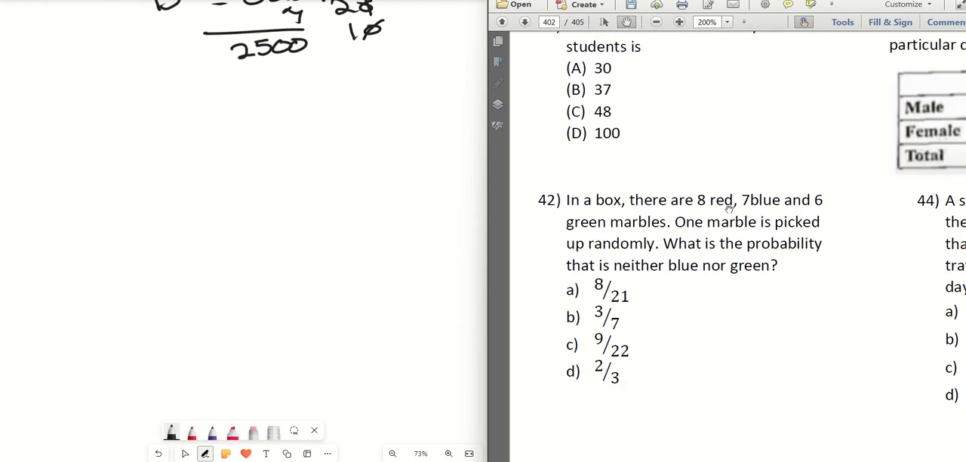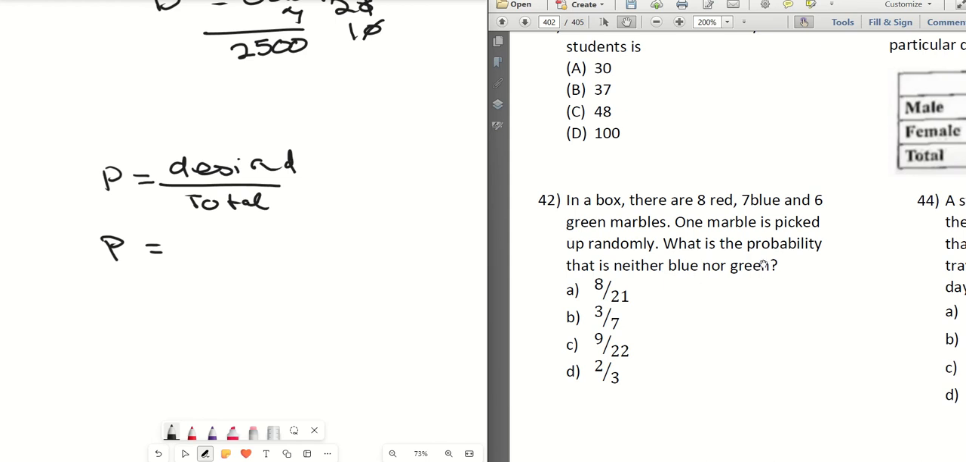Number 42: in the box there are 8 red, 7 blue, and 6 green marbles. One marble is picked up randomly. What is the probability that this is neither blue nor green? Probability is equal to desired over total, right? So P equals, what is it that you desire?